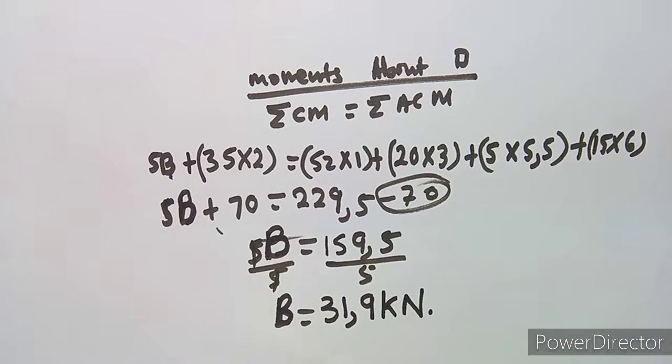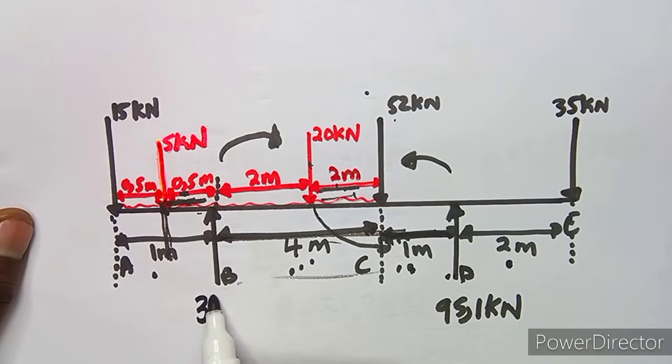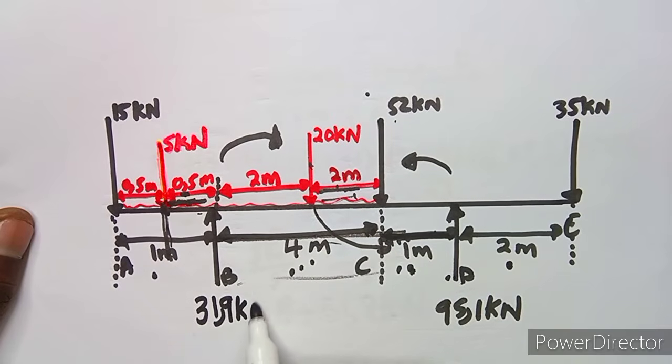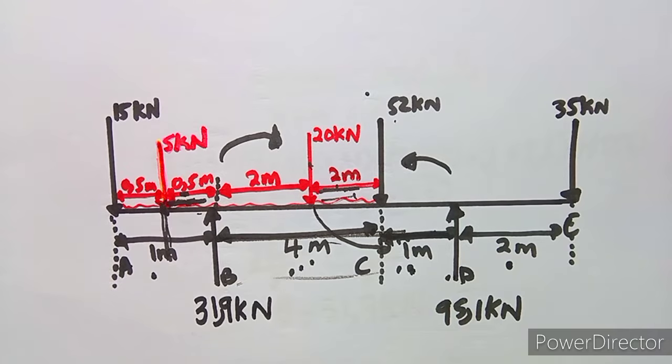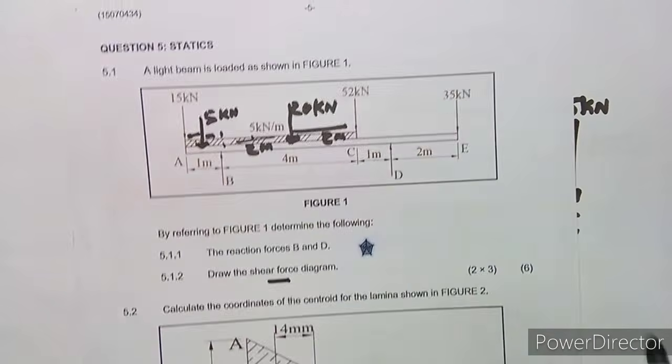All right, so let me take this. This is our B here. We said we obtained 31.9 kilonewtons. So that's what we obtained here. Anyways, you can prove this by taking forces down and forces up. They must give you the same value. That is for you to see whether this is actually correct or not. Okay, let's move on to the other part now, which is asking us to draw the shear force diagram for this information that we are having.